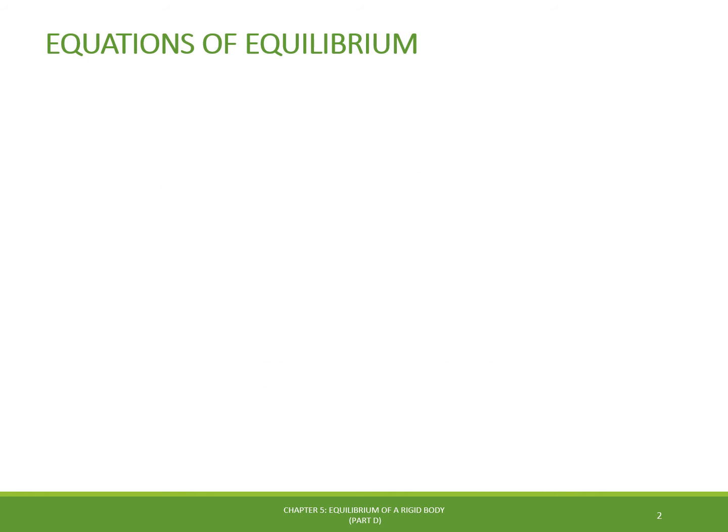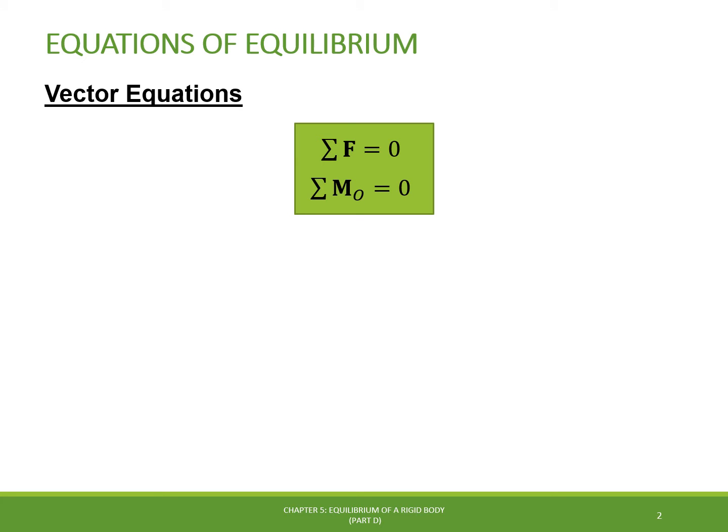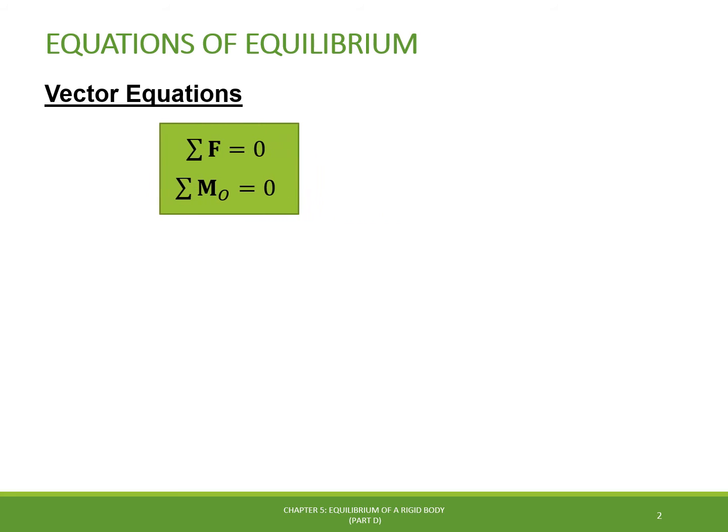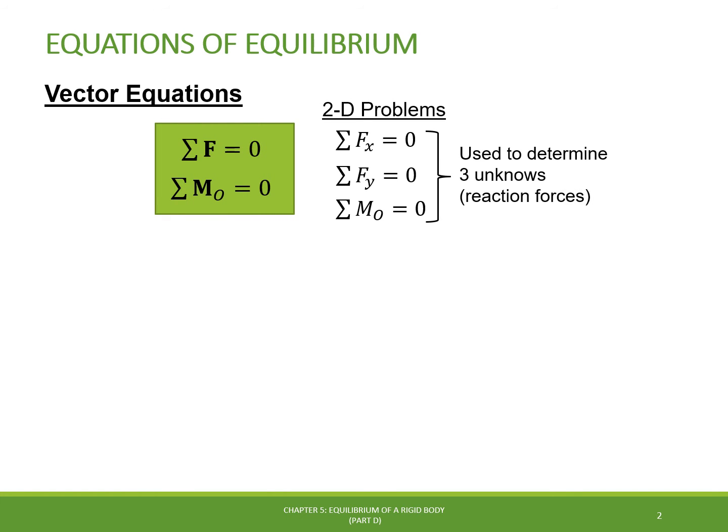As stated in the second video of this chapter, the conditions for equilibrium of a rigid body require that both the resultant force and the resultant couple moment acting on the body be equal to zero. In a general form, these two conditions can be expressed mathematically in vector form through two equations, which for 2D problems reduce to three scalar equations that we use to calculate the values of up to three unknown reaction forces at the supports that will ensure the equilibrium of a body.